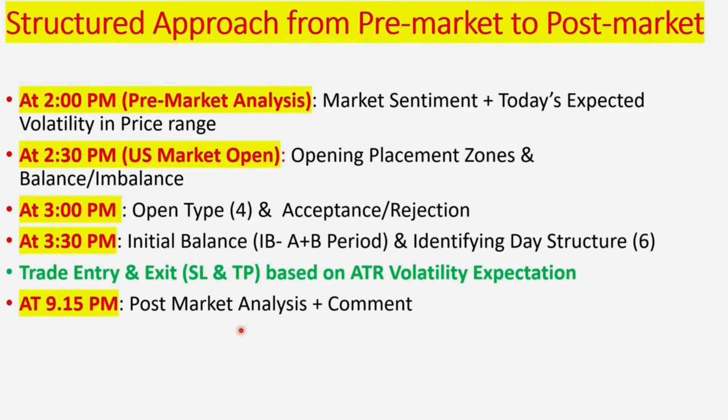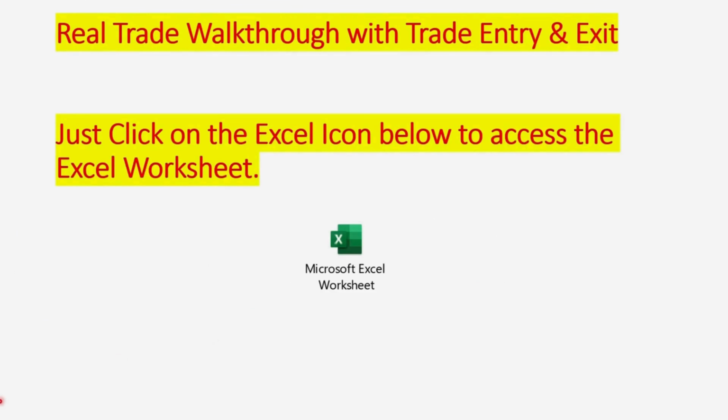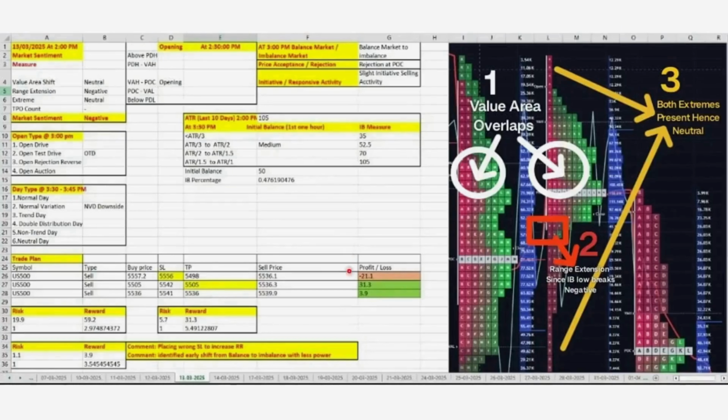Let's move on to a real trade walkthrough, where I will explain how I translate this analysis into decisions using my Excel journal. If you look at this Excel sheet, it serves as my execution and decision making framework. For example, let's consider this particular day. We have yesterday's profile and the day before yesterday's profile and the current day's profile, which is not yet open.